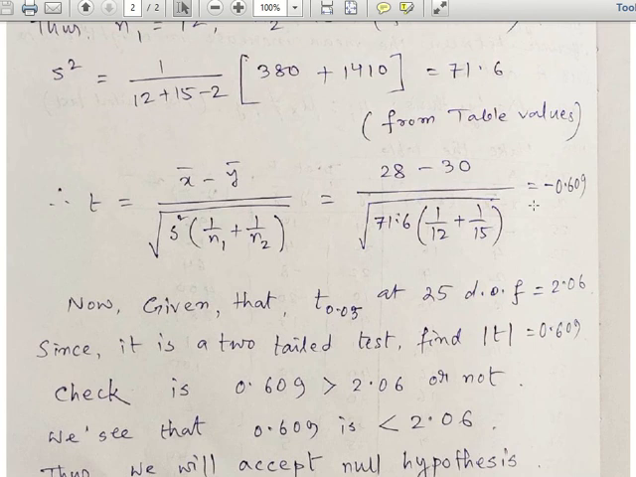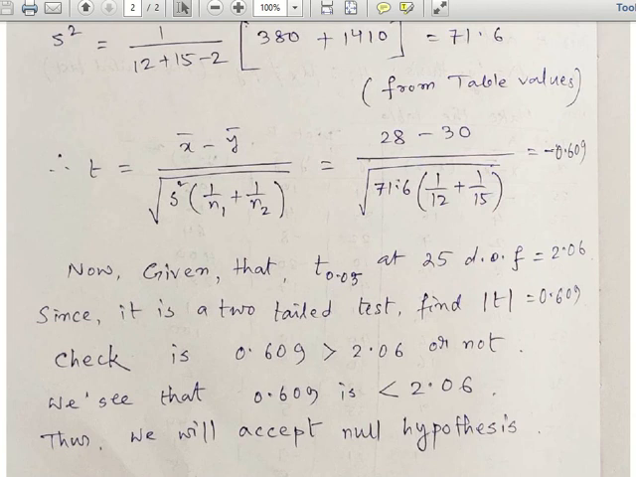That is, we know that if it is a two-tailed test, we should find out the mod value. Okay, so the value of t is minus 0.609. We should calculate mod of t. So mod of t, obviously it gets a plus, so it is 0.609. So 0.609 is the value of t.